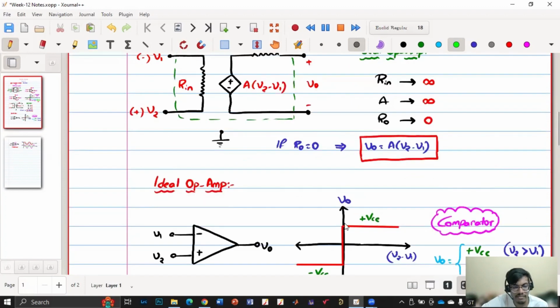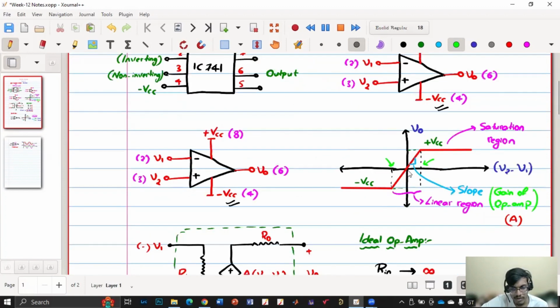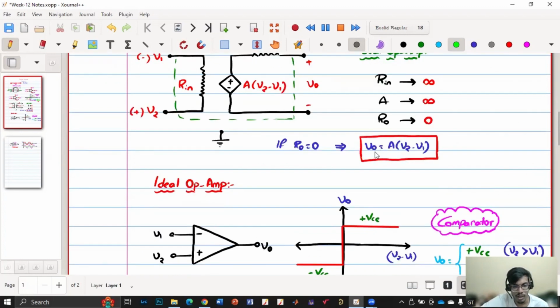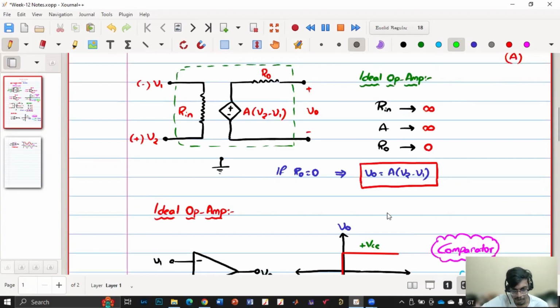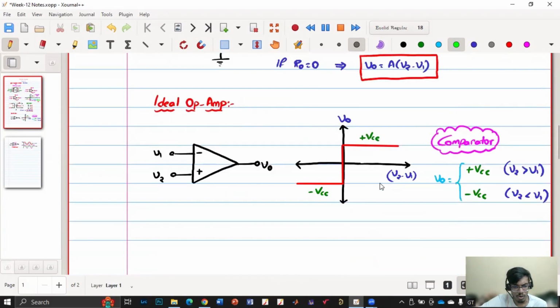But if the gain is very, very high, but not infinite, then the slope will be very high. So the V2 minus V1 that needs to be present for this op amp to work like an amplifier will be very, very small. If my op amp is working like an amplifier, then V2 minus V1 will be V naught by A. So as A increases, V2 minus V1 will decrease. For a very high value of A, V2 minus V1 will be very close to zero, and if A is infinite, then V2 minus V1 is zero.